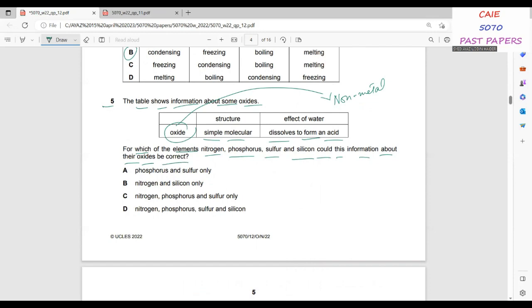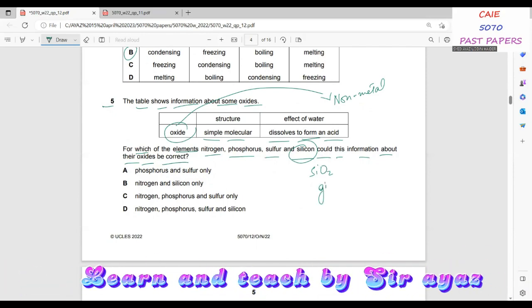Now, nitrogen, phosphorus, and sulfur, their oxides have a simple molecular structure, but silicon oxide, that is SiO2, has a giant structure.